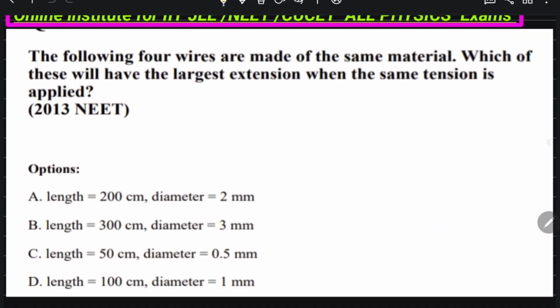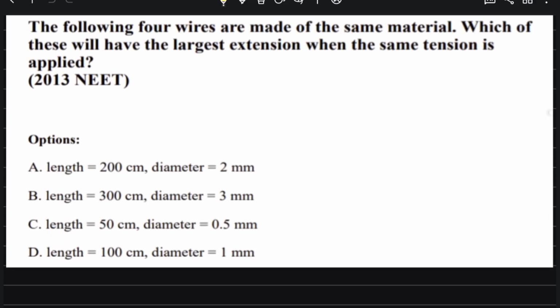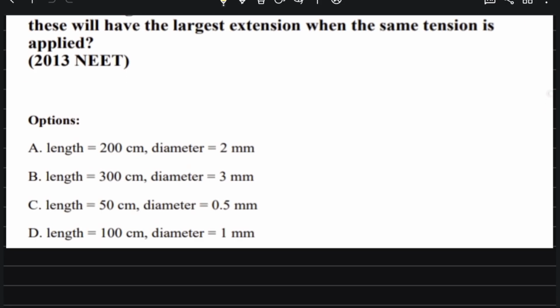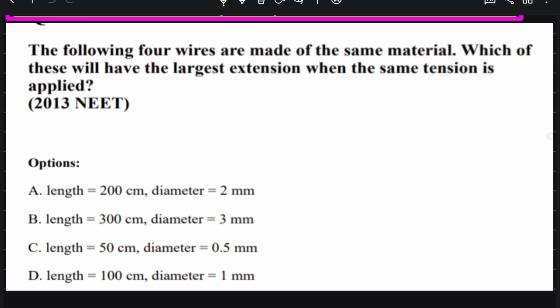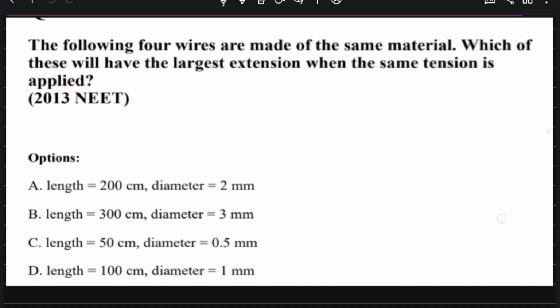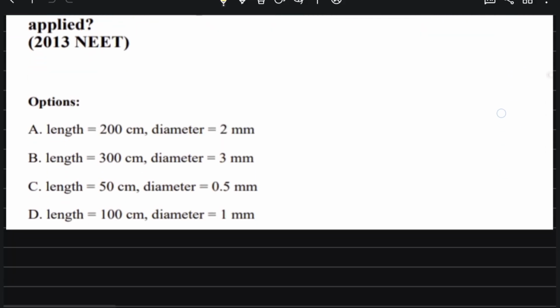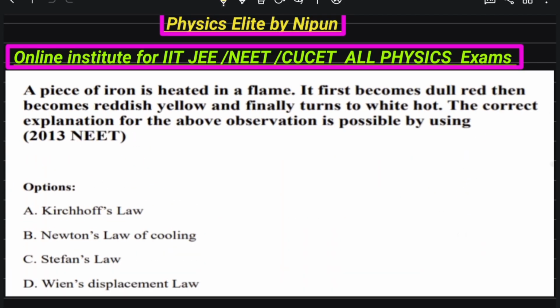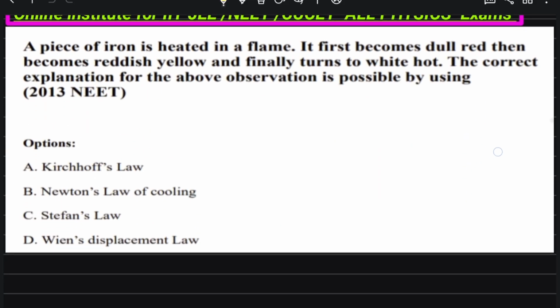Now I proceed for the next question. The following 4 wires are made of the same material. Which of these will have the largest extension when a force is applied? Actually, this is from solid materials, so I don't have to include this question. I have to delete it. This will be done in the solid elasticity chapter.